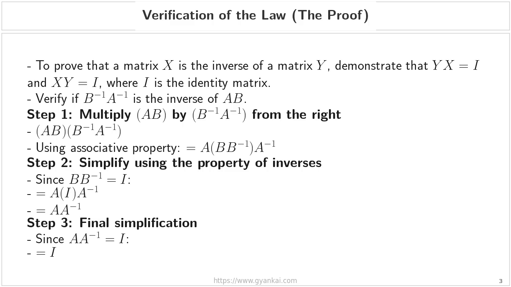Applying that same property of inverses once more, we know that A times A inverse equals the identity matrix, or simply, I. By showing that this multiplication results in the identity matrix, we have successfully completed the first half of our verification. In the next slide, we will perform the same process from the left side to complete the proof. Now that we have established the theoretical definition of the reversal law, let's move on to slide 3, where we will actually prove why this law works.